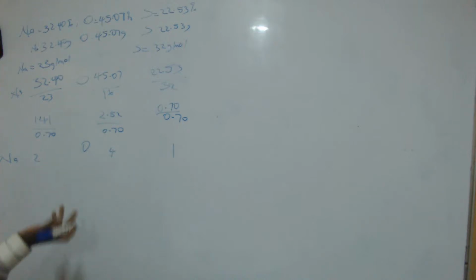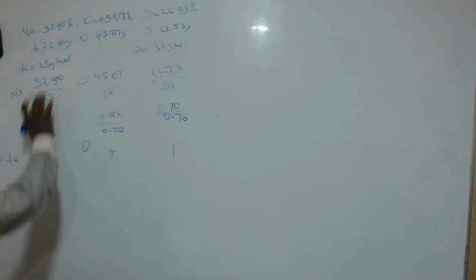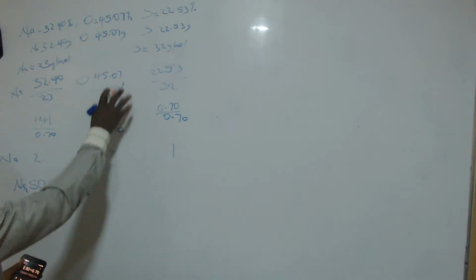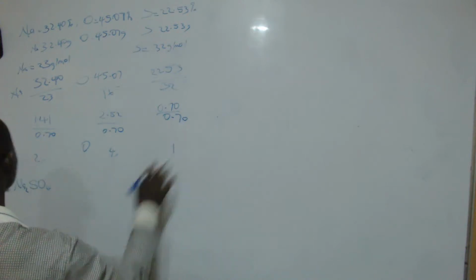Now what you're getting is Na2SO4. Very, very easy. The sodium after the calculation is 2, your oxygen after the calculation is 4, and your sulfur at the end of the calculation is 1. Another thing is being able to rearrange them: the sodium, your sulfur, and your oxygen.